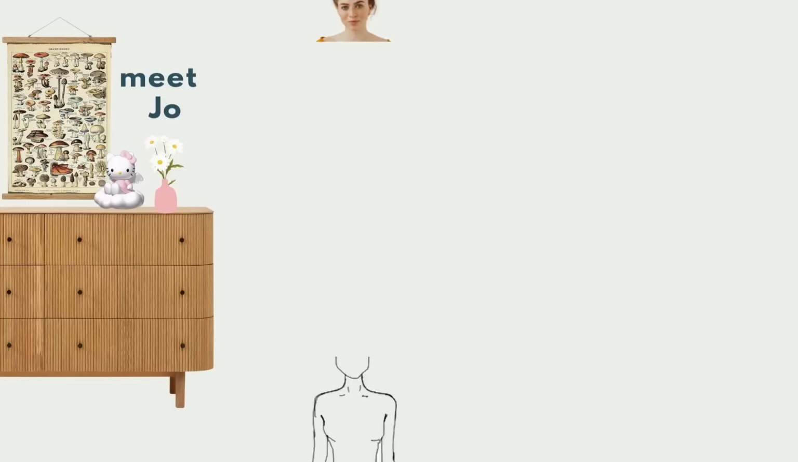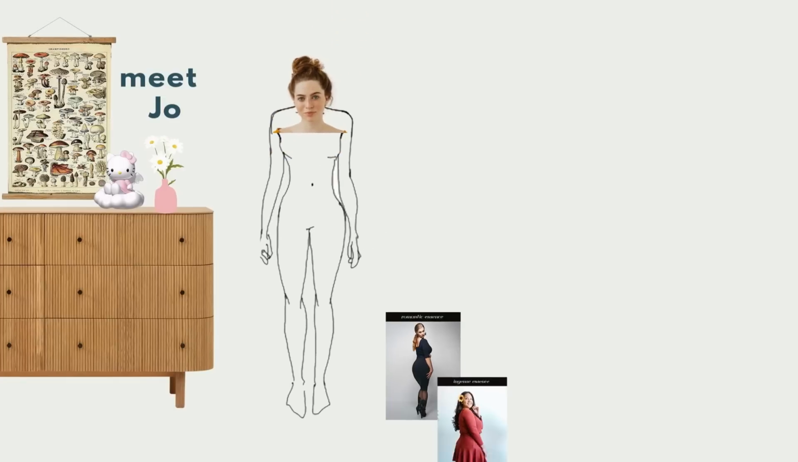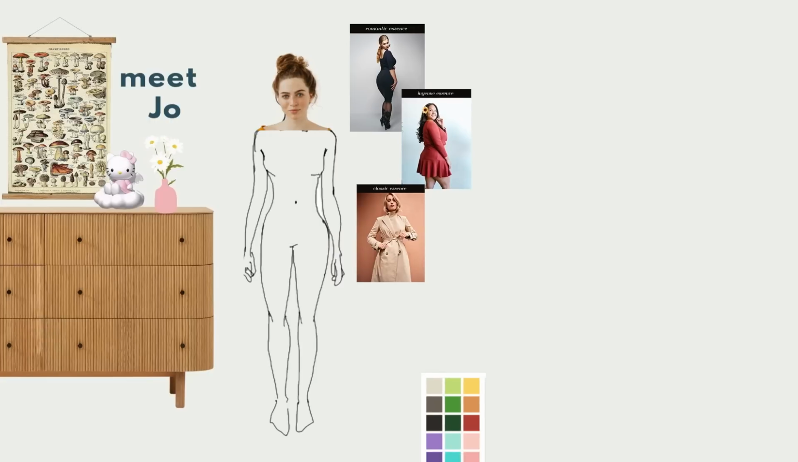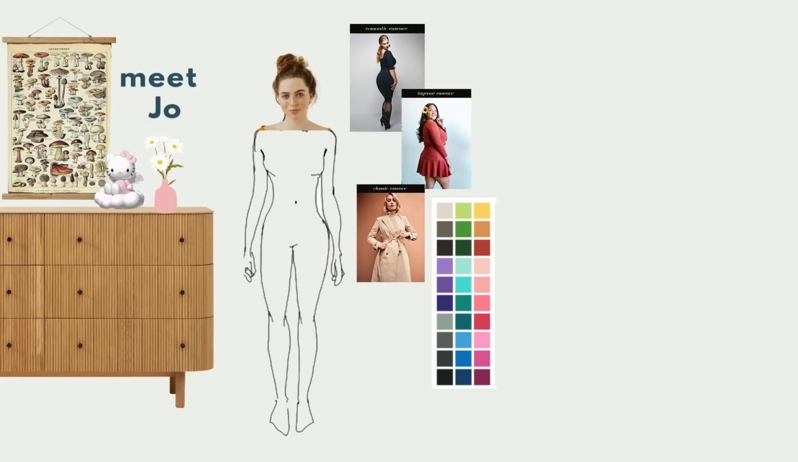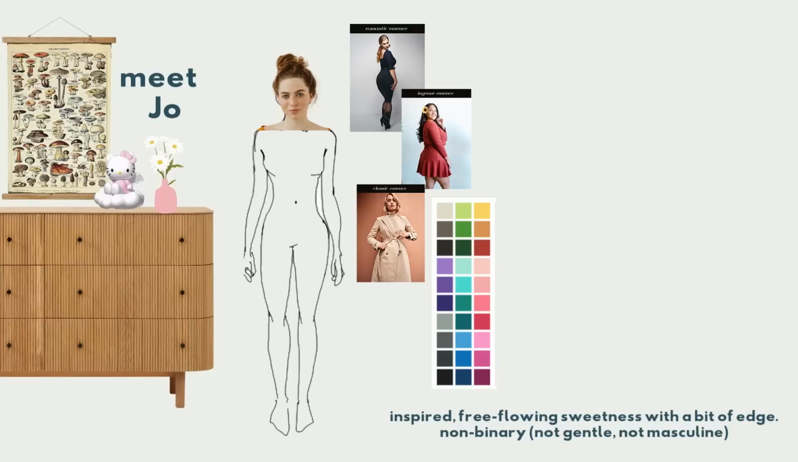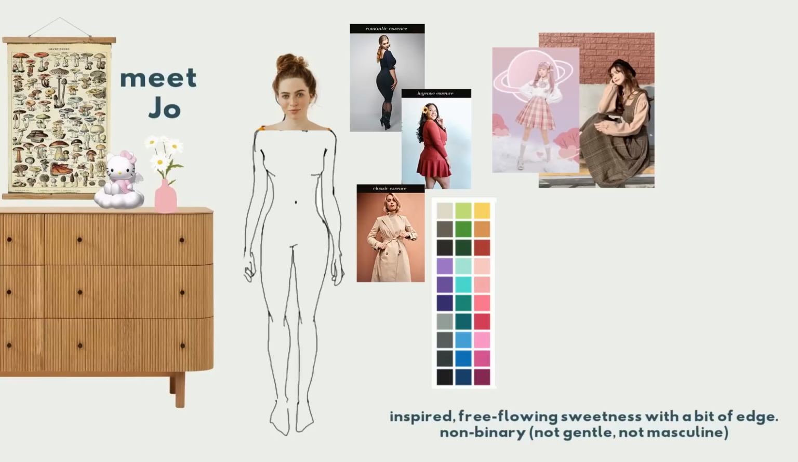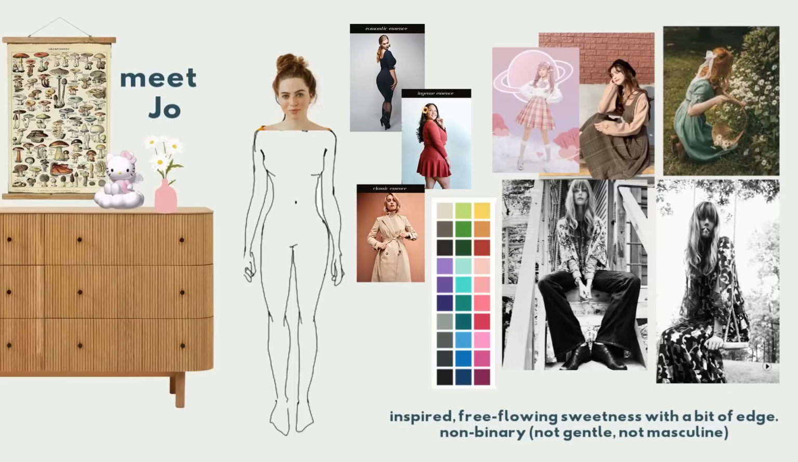Meet Joe. They are a Kibbe soft natural with a romantic, ingenue, and classic essence blend, and a bright spring color palette. They are non-binary and do not want to look super girly or gentle, but they also don't want to look masculine either. They love kawaii academia style, cottagecore, and 70s boho. They want to be inspired, free-flowing sweetness with a little bit of edge. Let's build them an outfit.